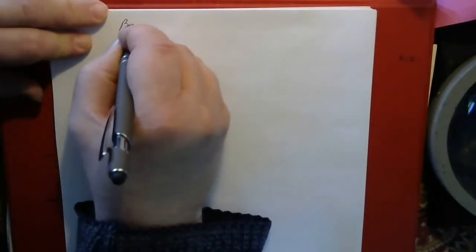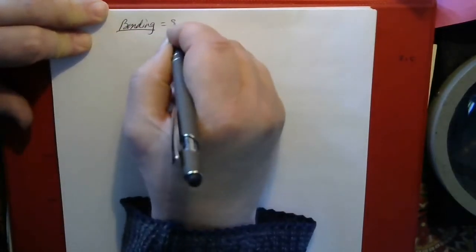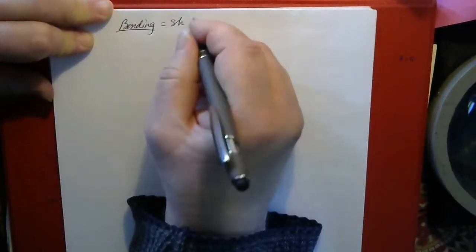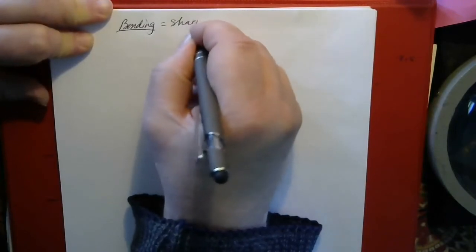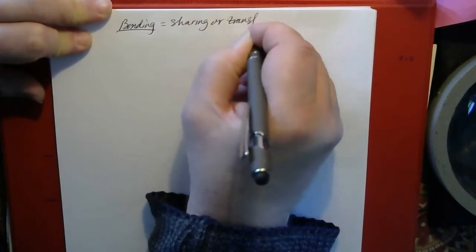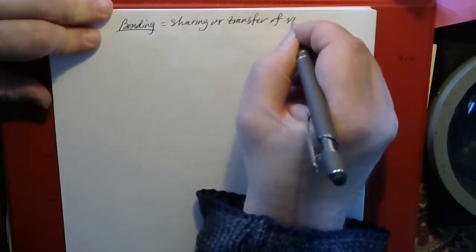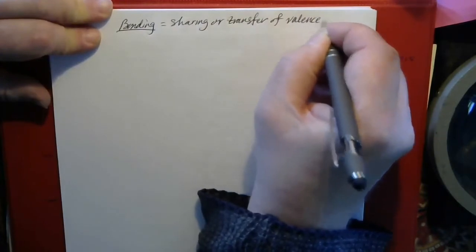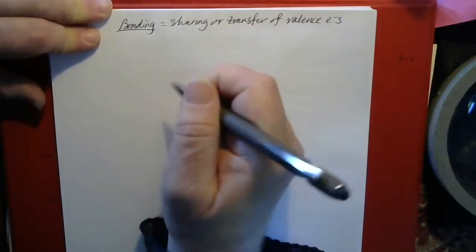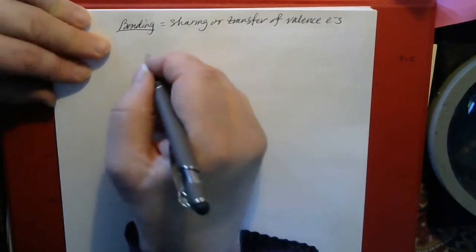Bonding in these terms is just sharing or transfer of electrons. Valence electrons, that is. In order to get a stable electron configuration for bonding atoms.